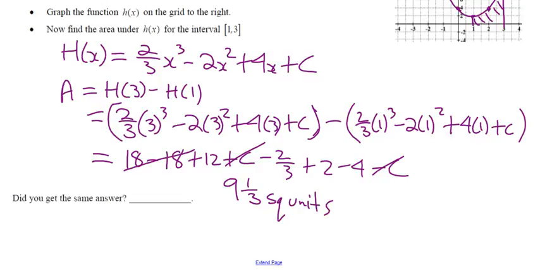Did you get the same answer? Well, if you've done enough worksheets at this school, you know that when it says, are they the same? 97.5% of the time, it's yes. So it's the same, right? So we don't have to work out separate areas and then subtract. We can just subtract one function from the other.